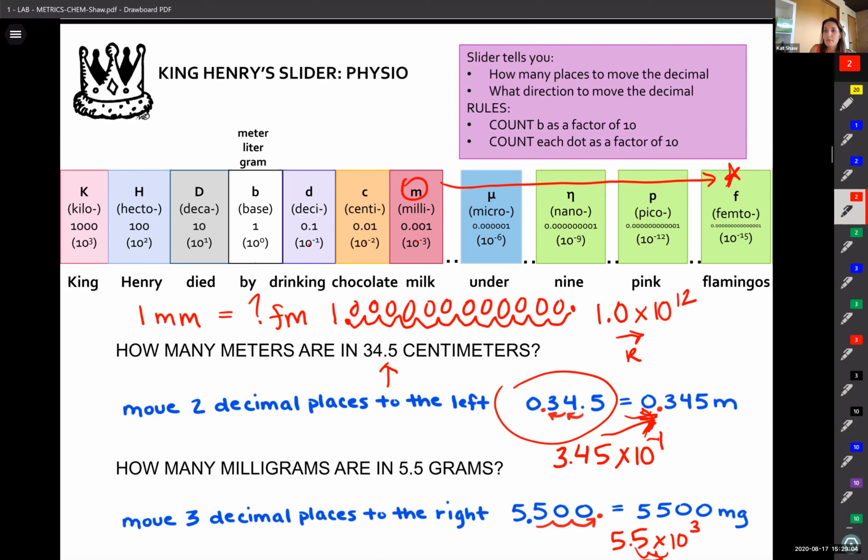So just keep in mind that might be asked of you, a 2-step process where you do a conversion, and then your answer bank is non-standard but scientific. And so you will have to know how to convert back and forth between standard and scientific.